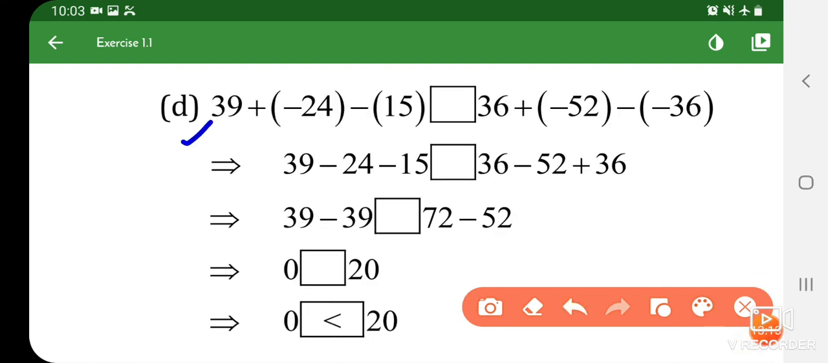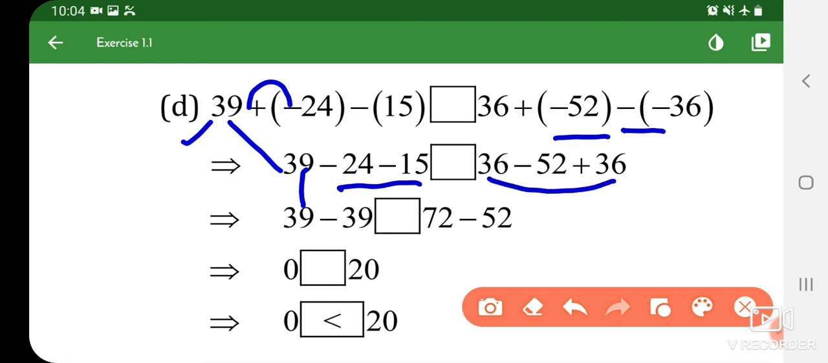Okay, next is D. 39 minus 24 minus 15, 36 plus in the bracket minus 52 minus 36. So this 39 as it is, plus and minus is minus, this minus 15. 36 plus minus minus, and minus is plus. After that this 39 as it is, and this minus and minus is plus. So 24 and 15 is minus 39, and this 36 and 36 is 72 minus 52. So 39 minus 39 is 0, and 72 minus 52 is 20. So 0 and 20, which one is greater? So 20 is greater, that's why we are putting this symbol.